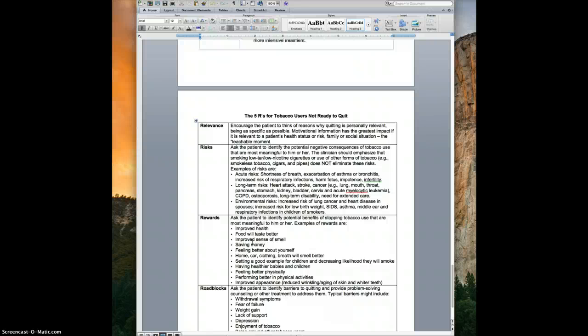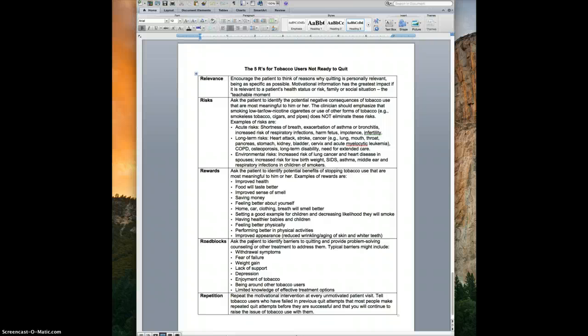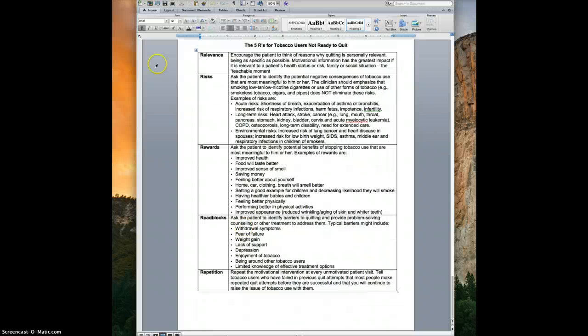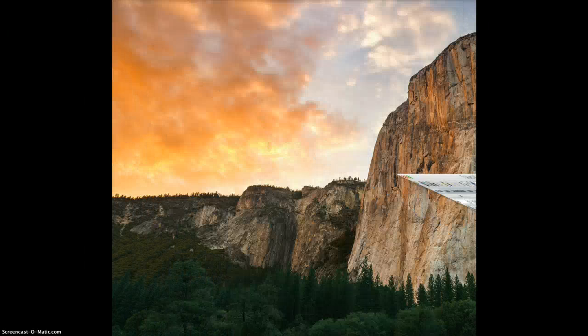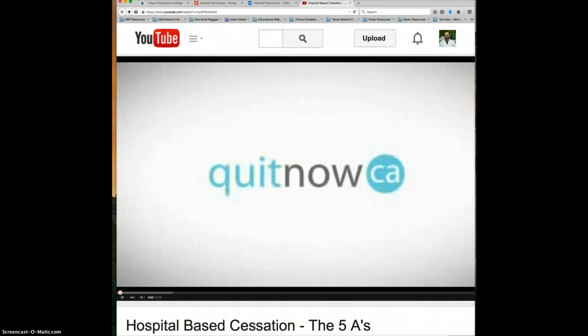And then if the patient is not ready to quit or the patient has attempted to quit, but there's a relapse, then we move into the 5Rs, making it relevant, identifying risks, rewards, roadblocks, and repetition. I'll briefly talk about the 5Rs more on Thursday. What I really want you to do at this point from now until Thursday is try to understand the 5As and how you would role play and go through the 5As with one of your patients. And then finally, I have this little video I want you guys to watch.